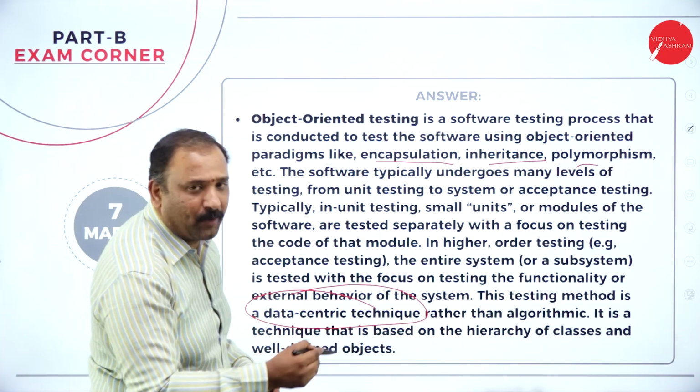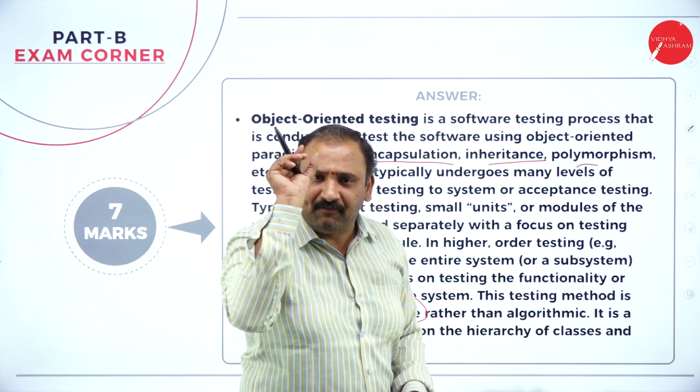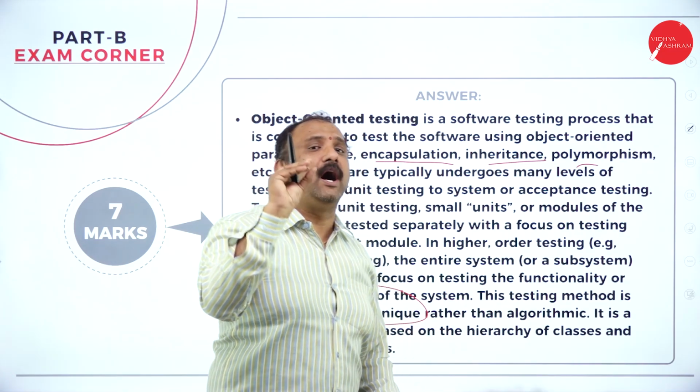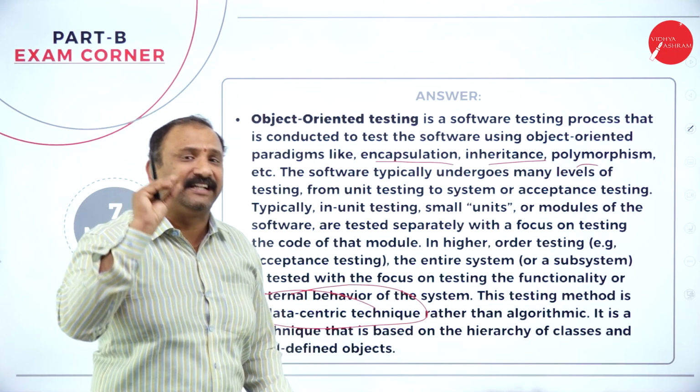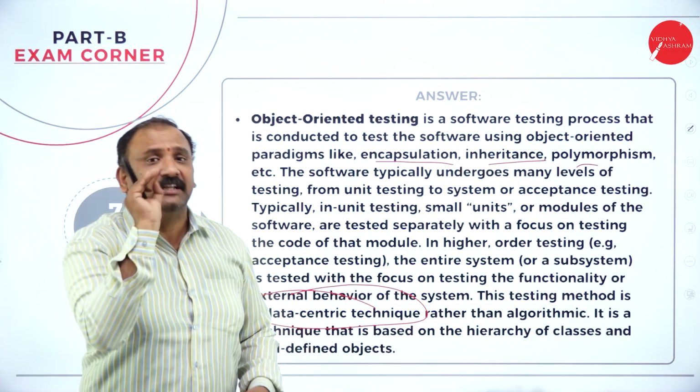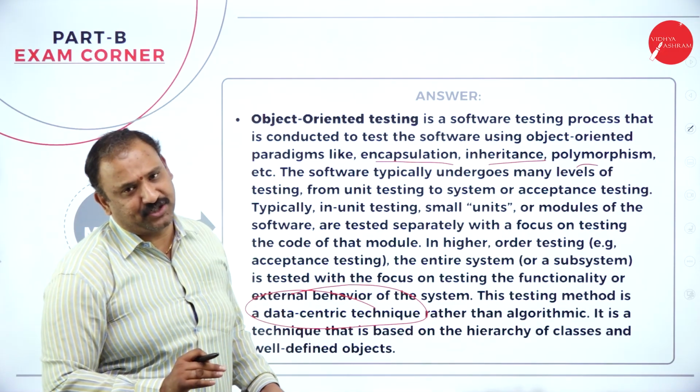So what happens in object-oriented testing is that every time you test something, you see whether you are getting the data response correctly. Then only you will pass on to the next stage.